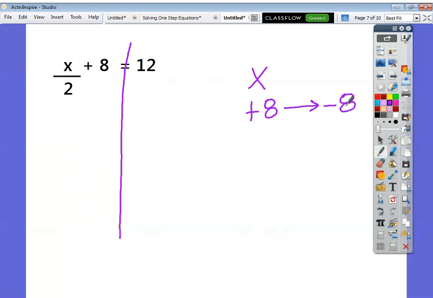Next, this fraction bar is also a division sign, and it looks like I'm dividing x by 2. So that means I'm going to multiply both sides by 2 to cancel that out. So here we go.